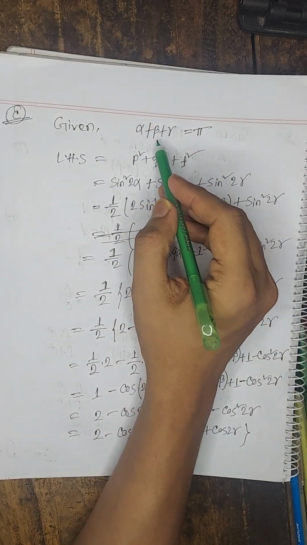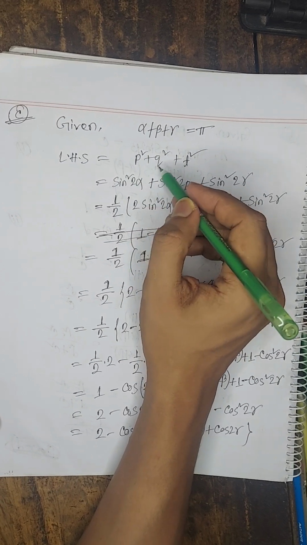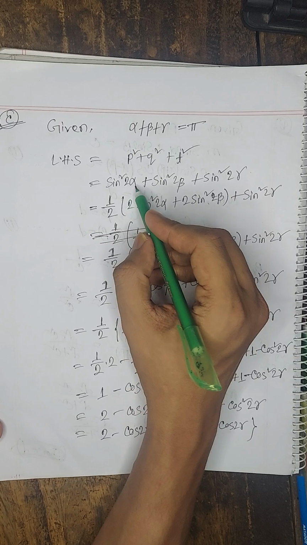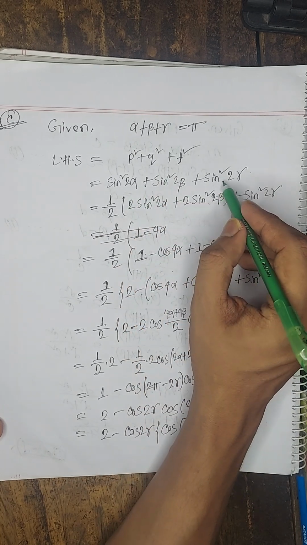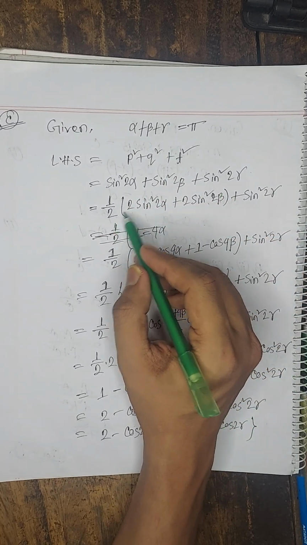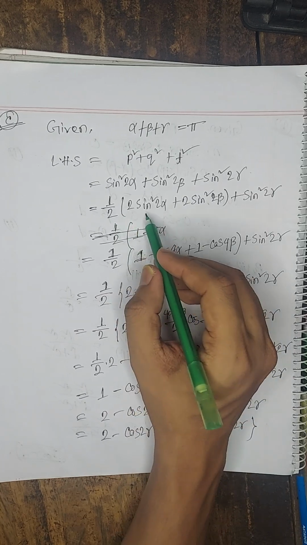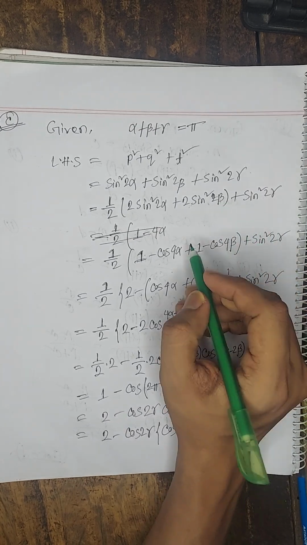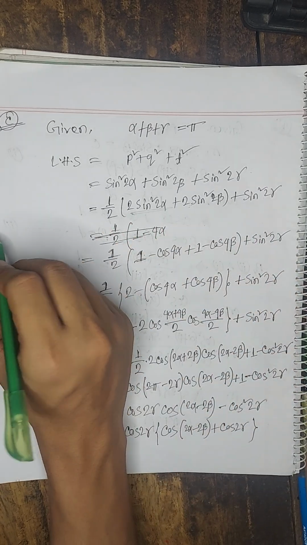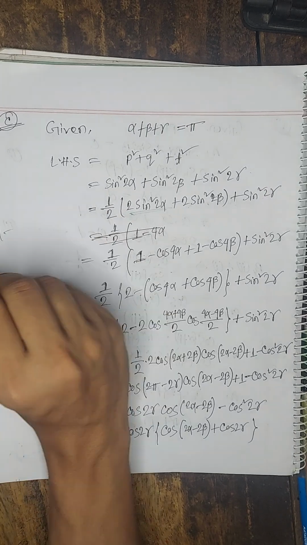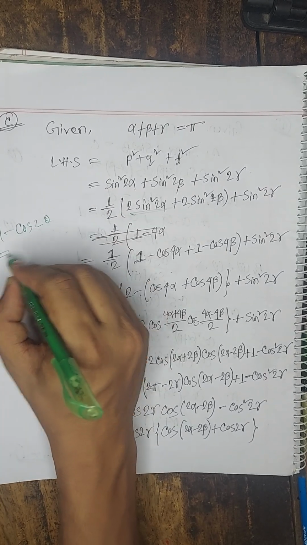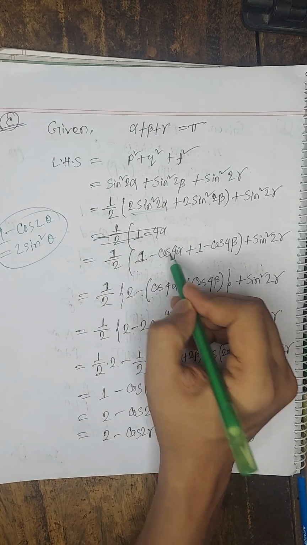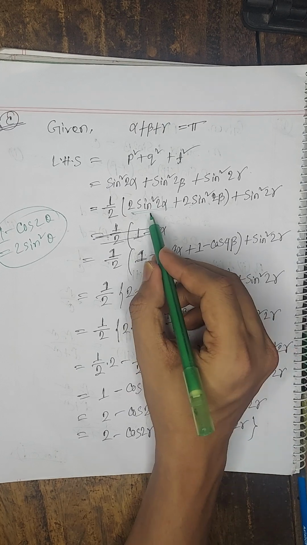We are given alpha plus beta plus gamma is equal to pi. Left hand side is p square plus q square plus t square, which is sin square twice alpha plus sin square twice beta plus sin square twice gamma. We can apply half and 2 here, then we get half times 2 sin square twice alpha plus 2 sin square twice beta plus sin square twice gamma here. And for 2 sin square theta we can apply 1 minus cos twice theta is equal to 2 sin square theta. Okay, we apply this formula here.